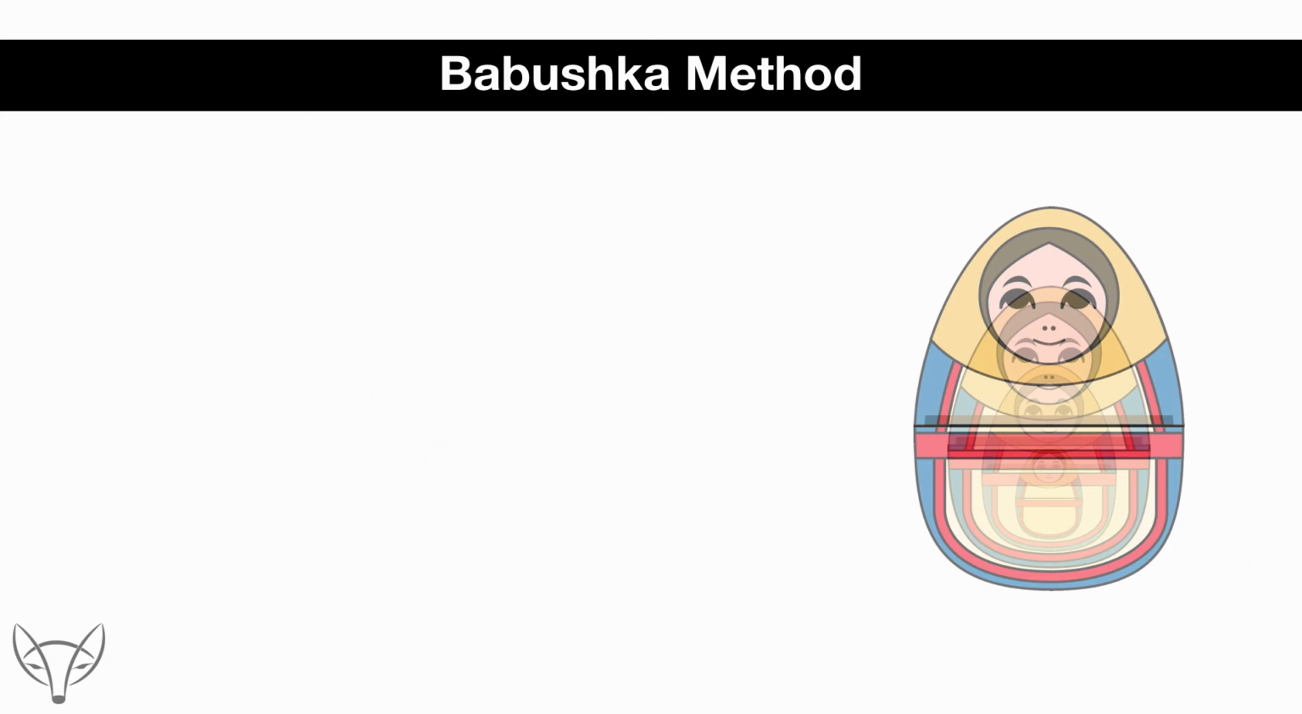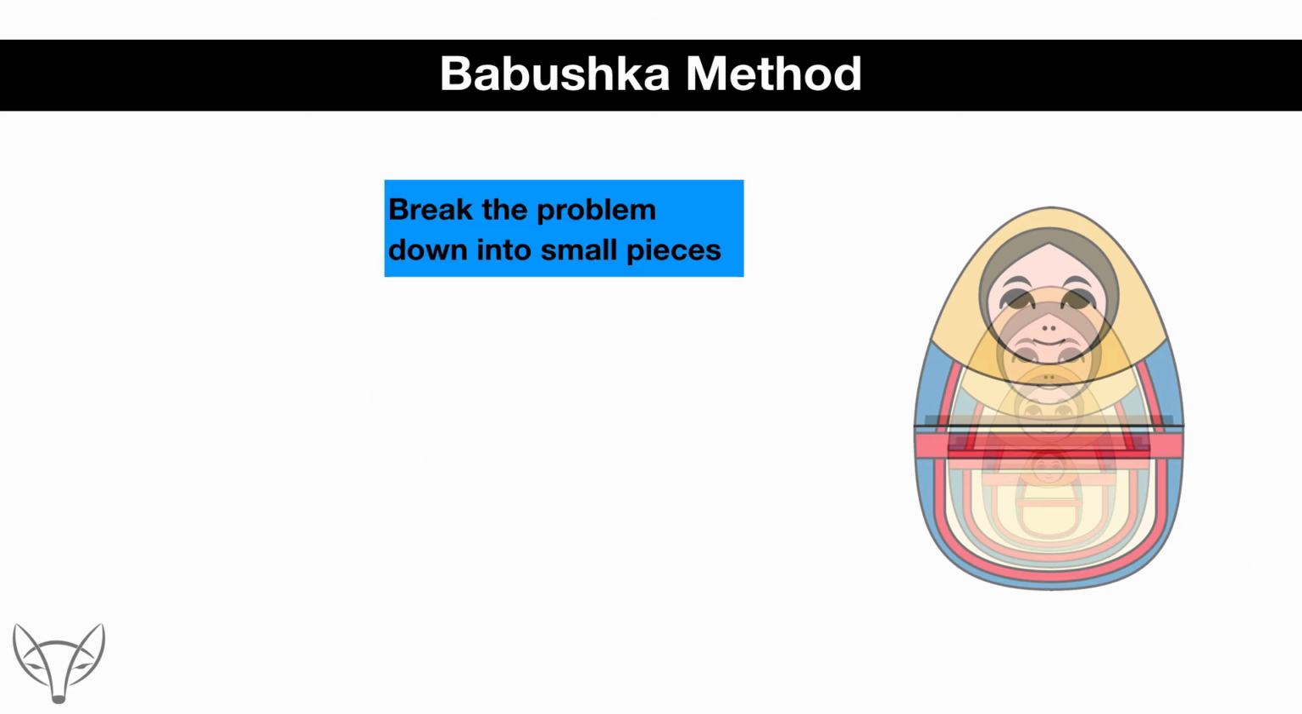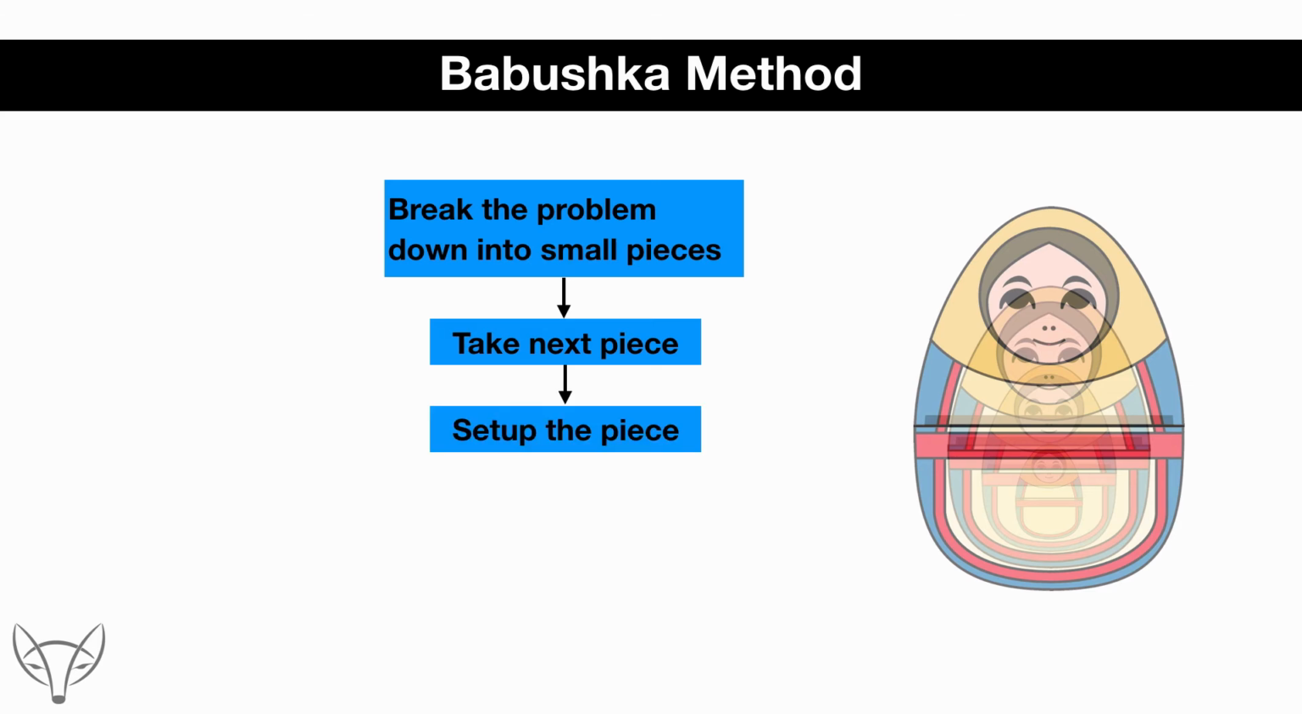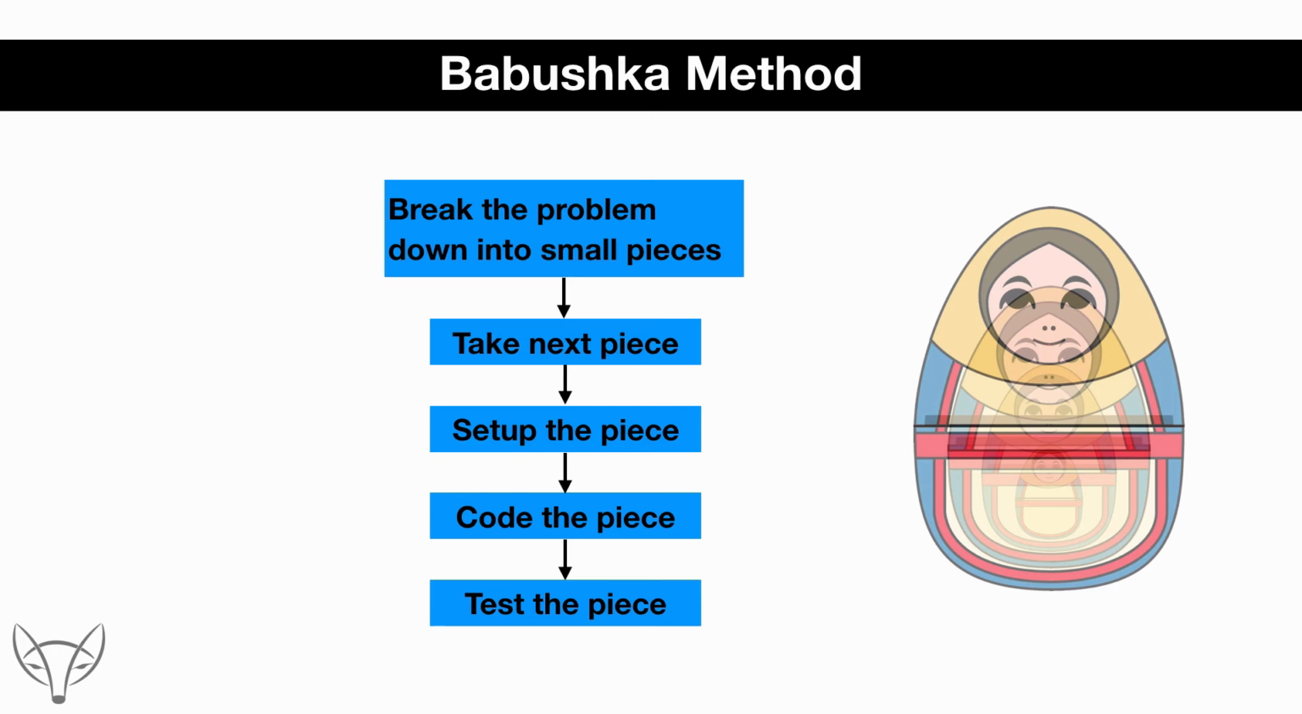Let's summarize. First, using the test cases as your guide, break the problem down into small pieces that can be developed and tested one at a time. Then choose the first piece. Then set up the piece by creating the needed game objects. Then code the piece by writing the code for each game object above that has a script component. Then test that the piece works as intended. Then go to the next piece. Iterate until the whole game is completed.